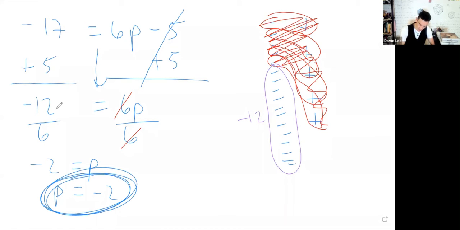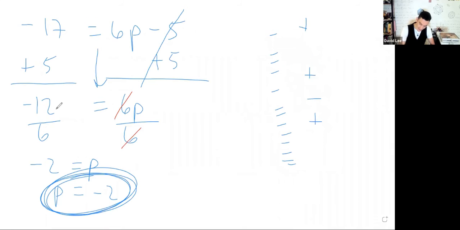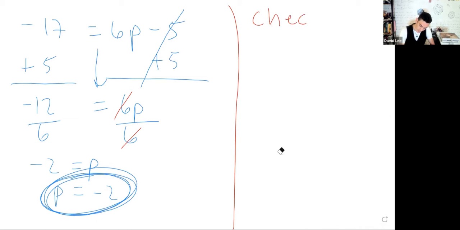And let me get my eraser. Let me take away these pieces here, because that's just solving. But sometimes the teachers want you to actually check your work. So if I want to check my work on this side, I can write the original problem again, but instead of p, I'm going to fill in the number that I think represents p.